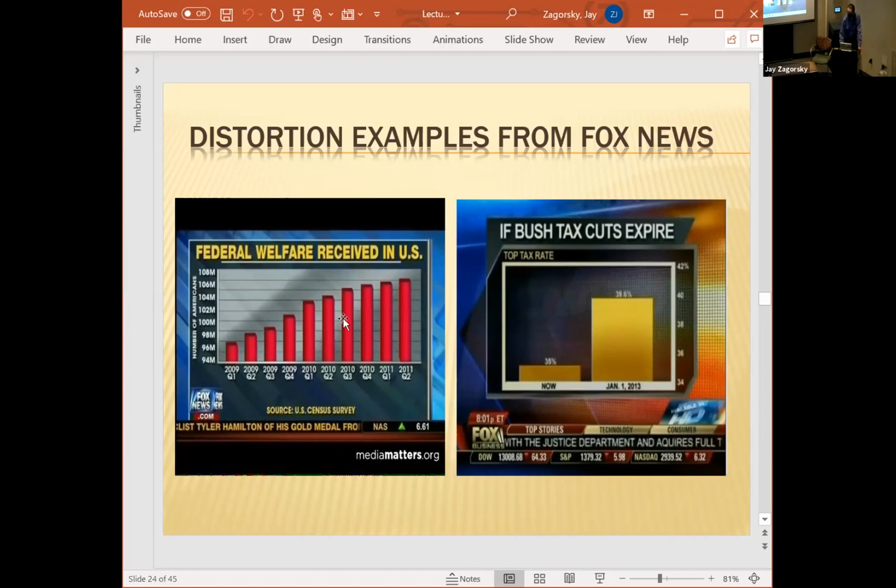But they've distorted it by making the axis so far away so that a relatively small increase is now magnified. If the Bush tax cuts expire, it basically shows top tax rate. This looks really low, this looks really high, but once again, there's really not much mathematically different between the two, but they're trying to exaggerate trends.